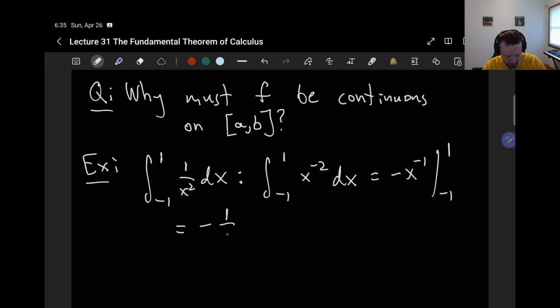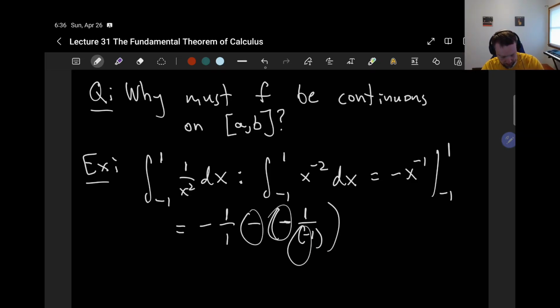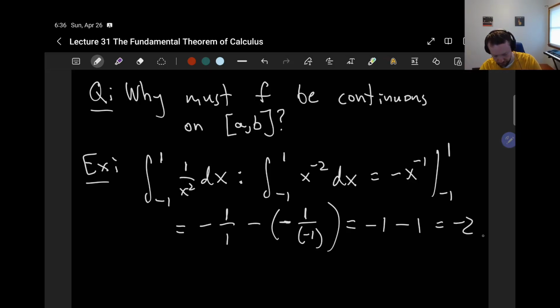So I get -1 over 1 minus -1 over -1. Notice here I have a triple negative, so that results in a negative. So I have -1 minus 1, which is -2.